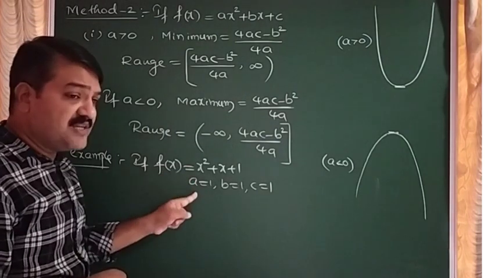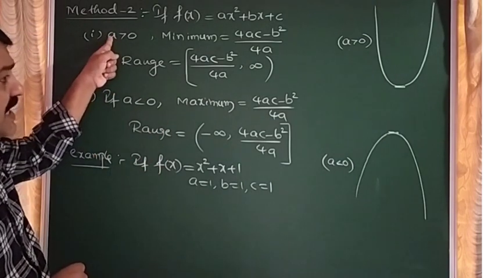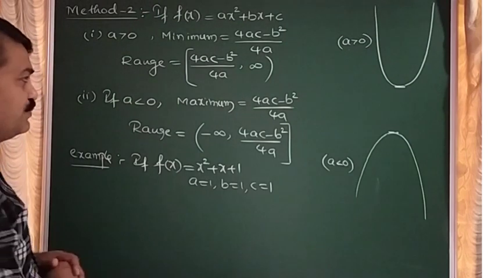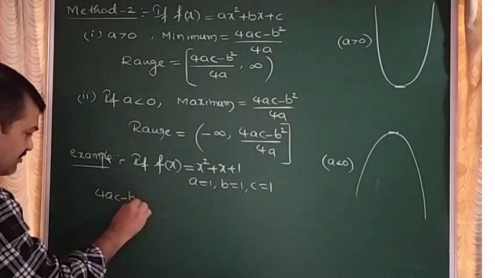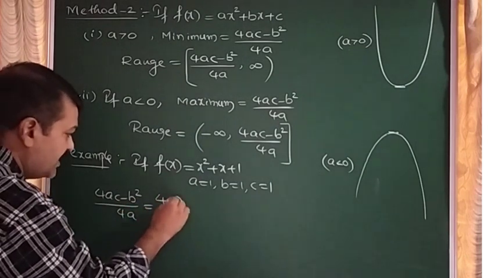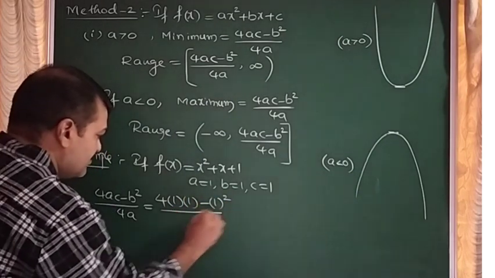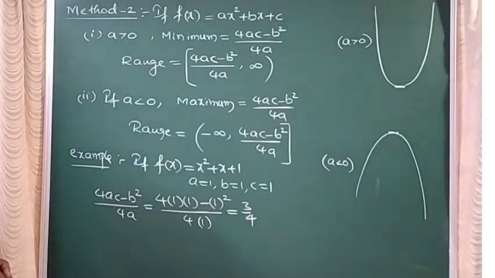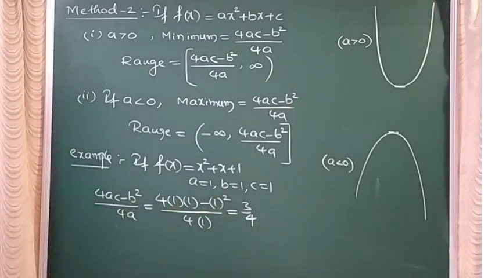Now see, a is positive clearly. When a is positive, the function will have the least value but no maximum value. So let us calculate (4ac minus b square) by 4a here. So 4a is 4 times 1, c is 1, minus b square is 1. So you are getting 3 by 4. The value of (4ac minus b square) by 4a is 3 by 4.